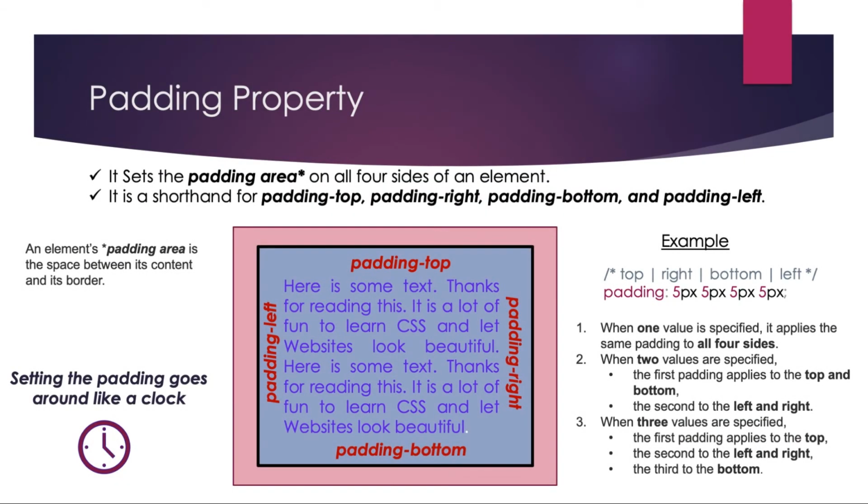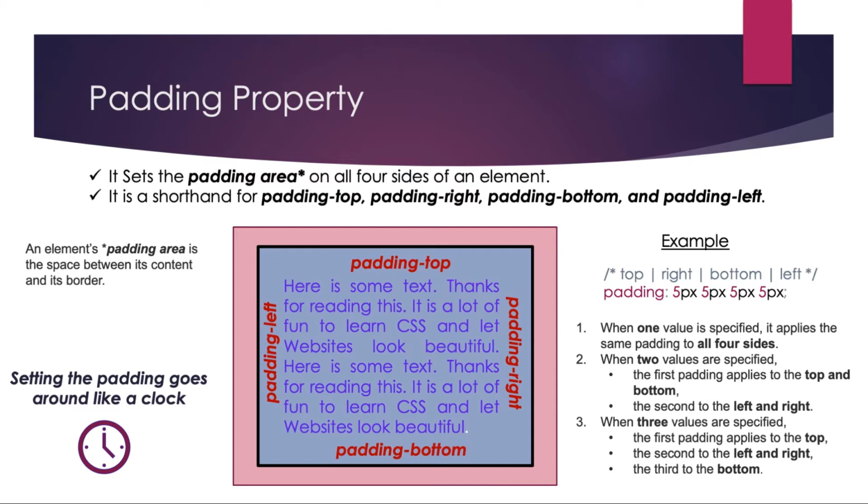So let's jump deeper into the padding property and see how we would actually code this up in our CSS code. We have this notion of the padding area. The padding area is on all four sides of an element, and it's really short for padding-top, padding-right, padding-bottom, padding-left. You can set all these individually if you choose, but it's the space between the content and its border, like we said on the previous page. Now I have the font in red here to indicate exactly where each of these are. And it happens as you would set a clock. Sometimes you'll be wondering which one is which? It goes from top to right to bottom to left.